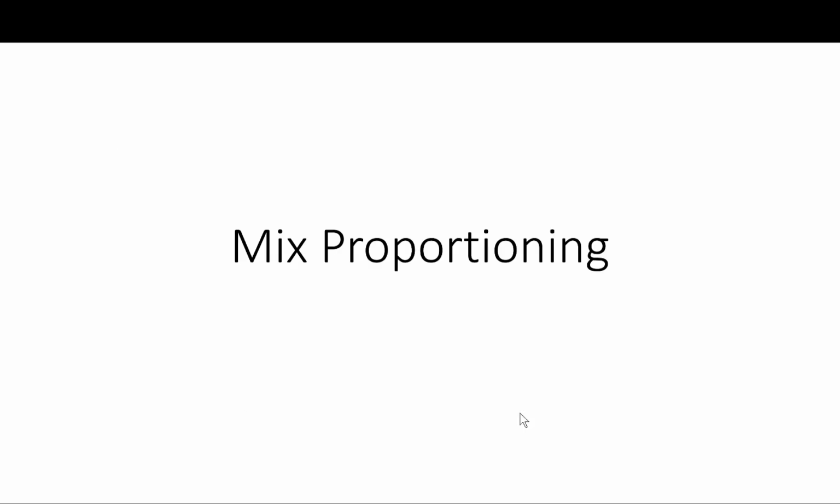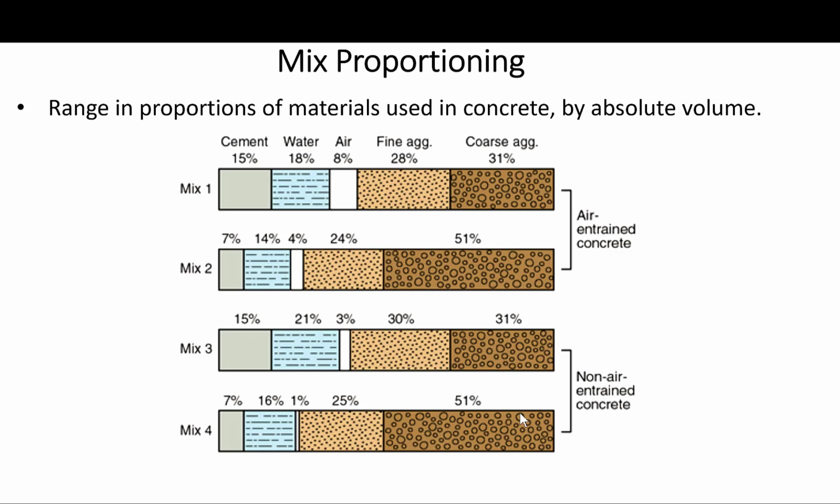Following that, we will study the mix proportioning, the mix design. As you can see here, these are just examples of the proportions of various mixes: cement, water, air, fine aggregate, coarse aggregate. You see, it varies here. And again, whether it is air-entrained concrete or non-air-entrained concrete, all this will be done for reasons. We'll understand why and how to design a certain concrete mix.